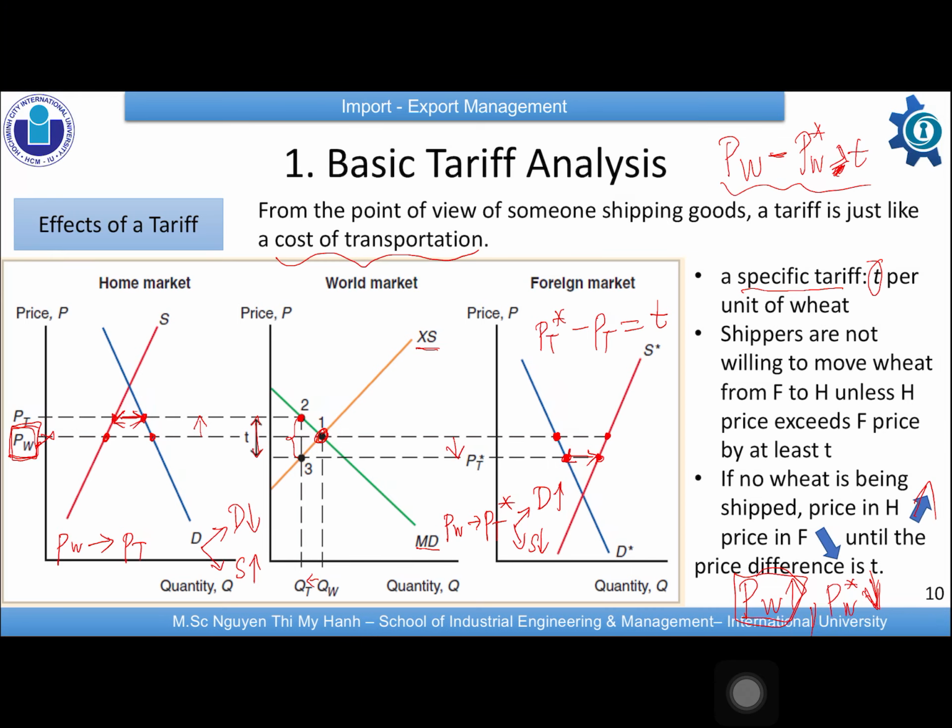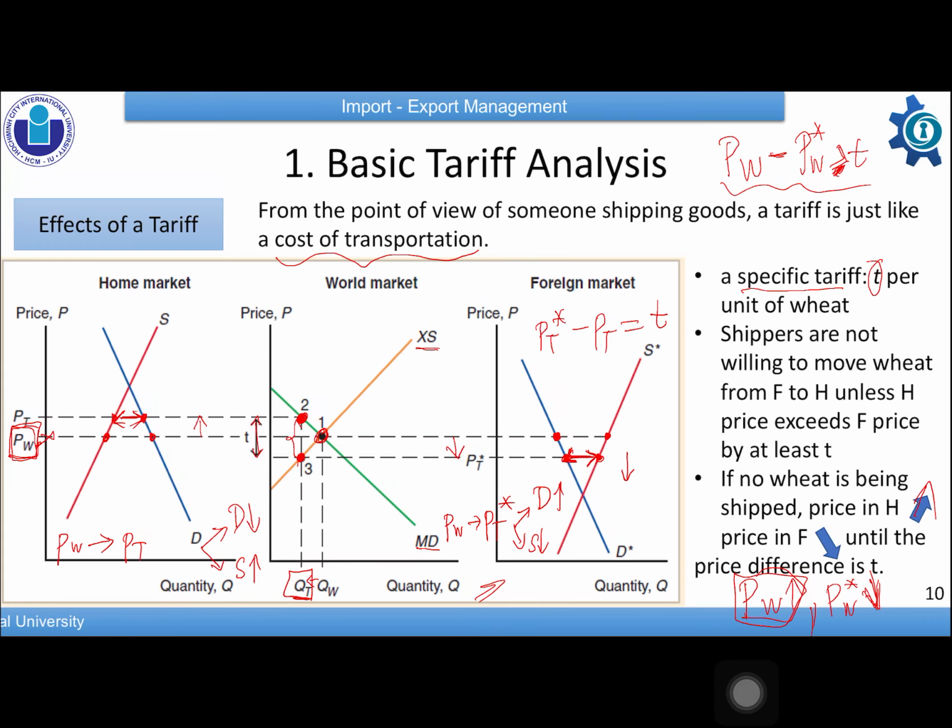So it means the export supply will decrease, right? So when import demand decreases, export supply also decreases, so it means the quantity traded will decrease. So we can see it here, the traded quantity will decrease to QT, it's not QW anymore. So based on this figure, you can see that with the appearance of tariff, the traded quantity will decrease.